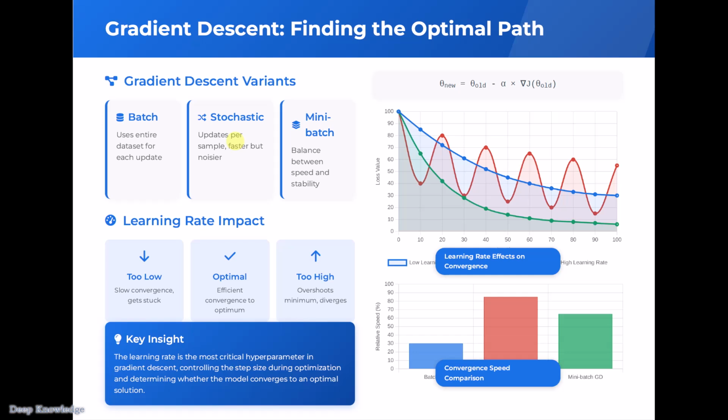This is stochastic gradient descent. It's faster, of course, but noisier. Imagine you have to update the weights every time with each sample. It will not be stable, let's say.